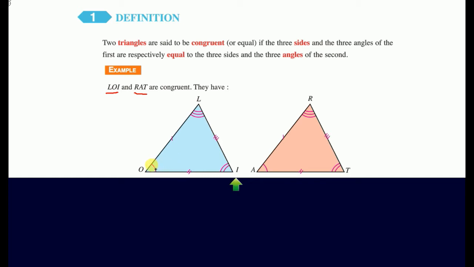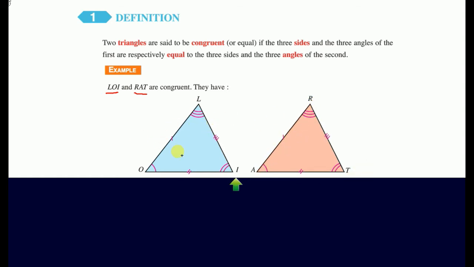And the angle of vertex O, which is LOI, is equal to the angle of vertex A, same code, RAT. The angle of vertex I, LIO, is equal to the angle of vertex T, RTA, and the angle of vertex L, OLI, is equal to the angle of vertex R, ART. So we have here three sides of the first triangle LOI respectively equal to three sides of the triangle RAT, and three angles of the triangle LOI respectively equal to three angles of triangle RAT.